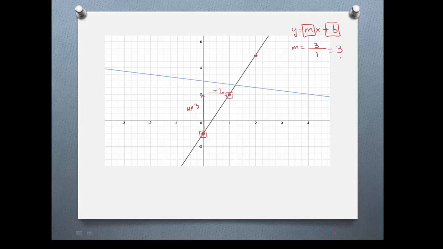So that number is going to go right here next to the x. And then the y-intercept right here, this looks like that's the point 0, negative 1. So my y-intercept is my b value, so that's what's going to go in this box. So the equation for this black line is y equals 3x minus 1.